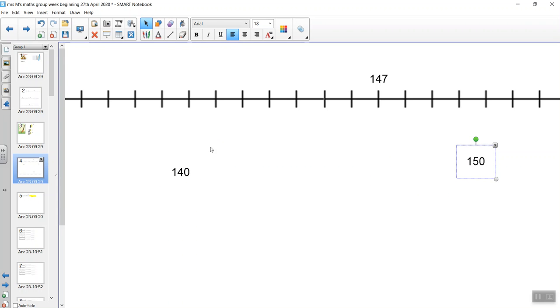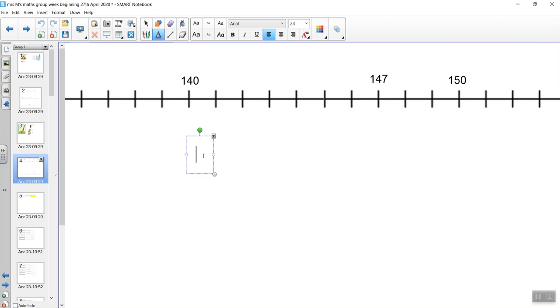So let's count down with my 140. Here we go. 146, 145, 144, 143, 142, 141, 140. Let's count up. 148, 149, 150. So 147 is nearest to 150 on my number line.